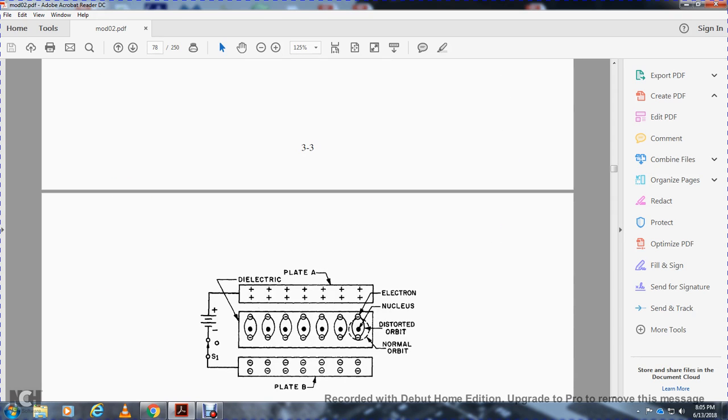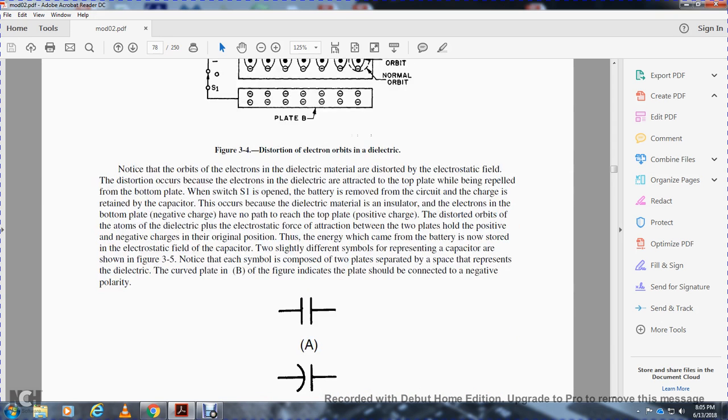So you have plate A, dielectric, electron, nucleus, distorted orbit, normal orbit, electron, plate A, plate B, switch, and the current battery. Note that the orbits of electrons in dielectric materials distort with the electrostatic field. The distortion occurs as the electrons in the dielectric are pulled toward the top plate and pushed away from the bottom plate.